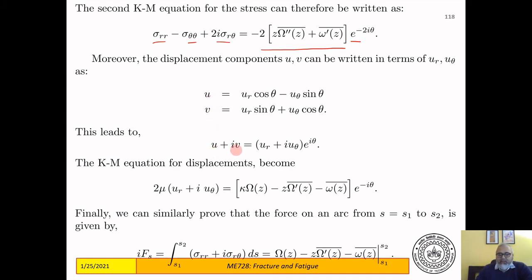Similarly, we can transform the displacements also. So you can write u plus iv. We have a displacement equation, 2 mu d, and d now expressed in cylindrical polar coordinates would be ur plus i u theta, with this e to the power i theta. So this is now your d in cylindrical polar, and 2 mu d is the same thing as in the Cartesian with this e to the power minus i theta taken to the other side. Similarly, you can show that in the cylindrical polar coordinate system, the traction, the total force, is given by the same combination of the analytic functions evaluated at S2 minus that evaluated at S1. It's exactly the same as in the Cartesian system.